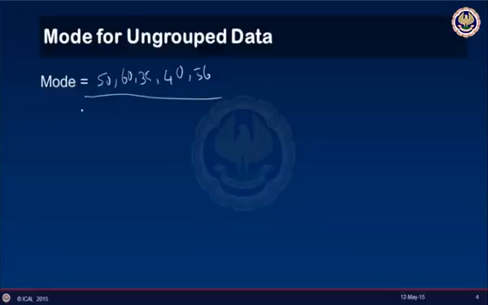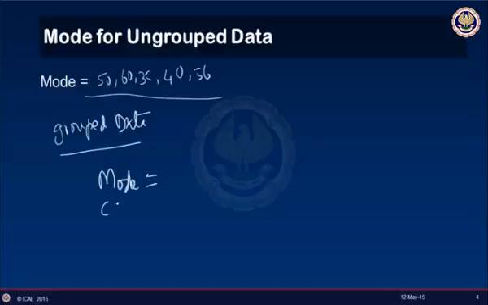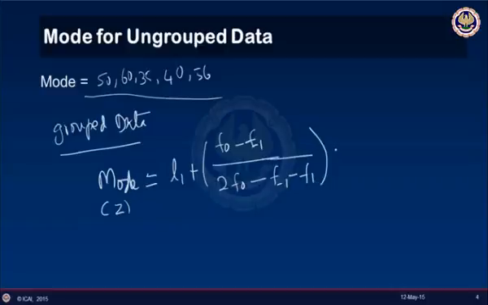Now coming to the mode for grouped data. The mode can be found using the following formula. Mode, denoted by Z, equals L1 plus F0 minus F minus 1, divided by 2F0 minus F minus 1 minus F1, into the class interval.